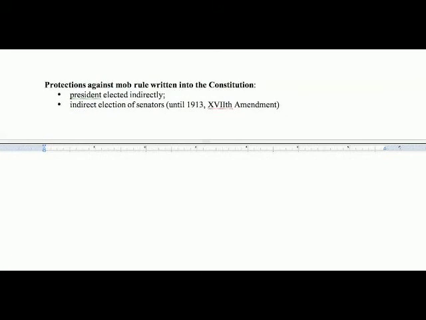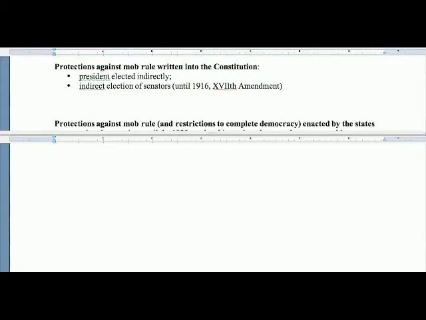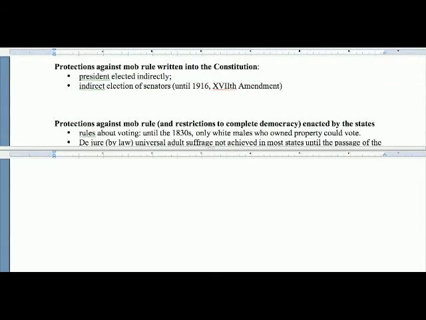Secondly, until 1913, with the 17th Amendment, senators were elected indirectly via state legislatures. Other protections against mob rule were carried out by the states because in important ways powers were delegated to the states by the Constitution. One of those is voting rules: rules about who can vote are left up to individual states. And until the 1830s, only white males who owned property could vote, in other words, about a quarter of the adult population.